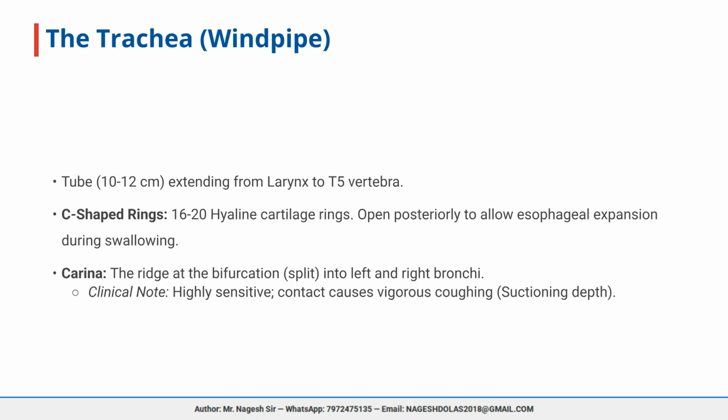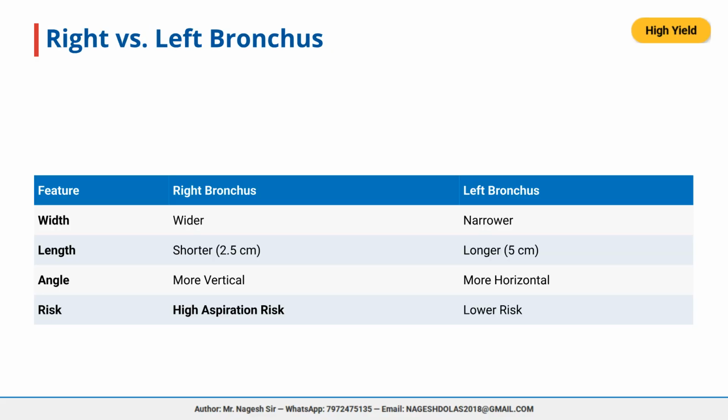The trachea, or windpipe, is a 10 to 12 centimeters tube supported by 16 to 20 C-shaped hyaline cartilage rings. These rings are open posteriorly to allow esophageal expansion during swallowing. The carina is the sensitive ridge where the trachea splits into the bronchi. Comparing the right versus the left bronchus. The right bronchus is wider, shorter, and more vertical, resulting in a higher aspiration risk. The left bronchus is narrower, longer, and more horizontal.